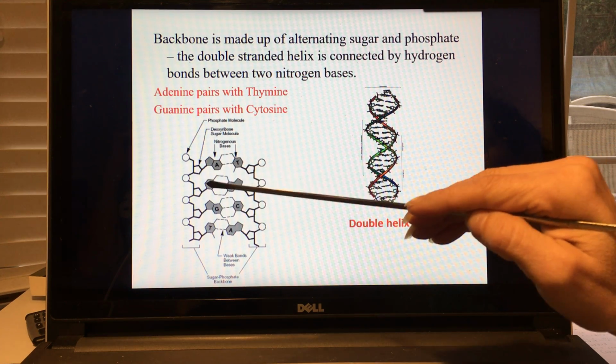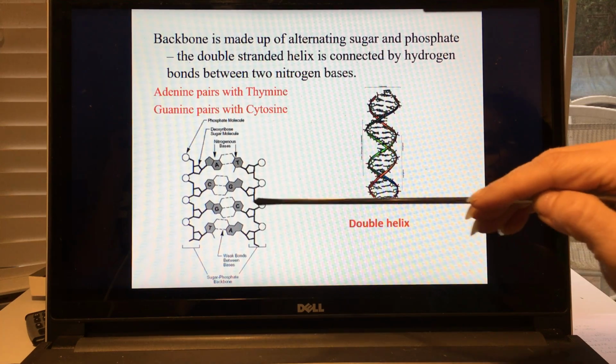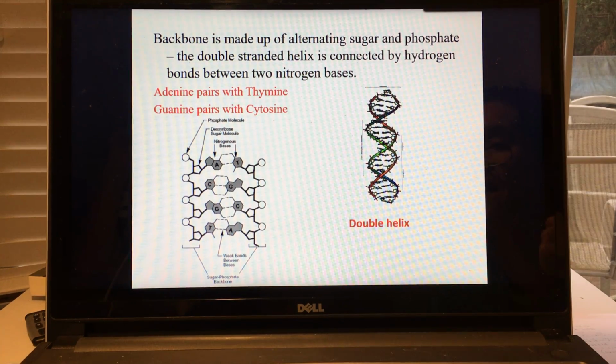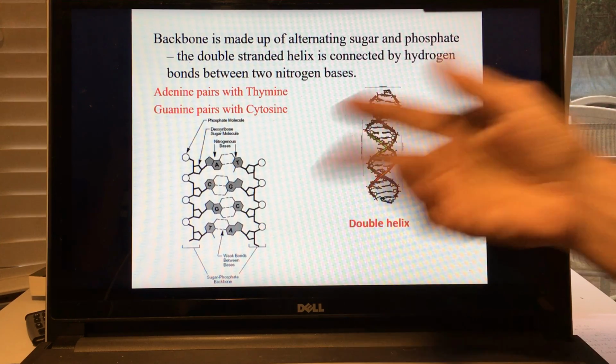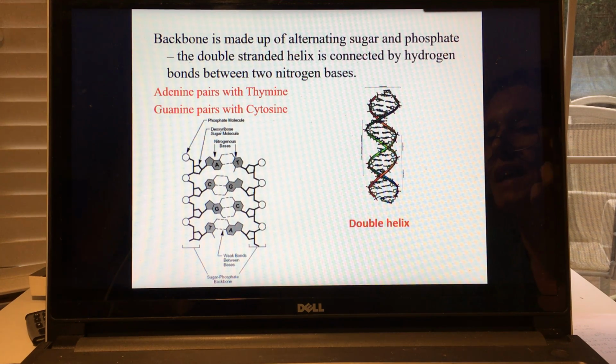So 1, 2, 3, 4, 5, 6, 7, 8. There would be 8 individual nucleotides that would have to come together to form this piece of DNA. DNA is much longer than this. They're just showing you a piece that could be shown on the screen and fit.